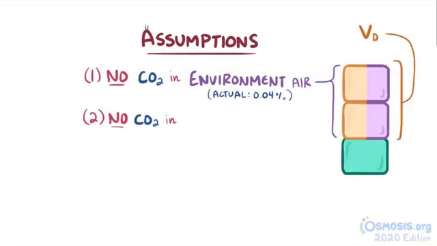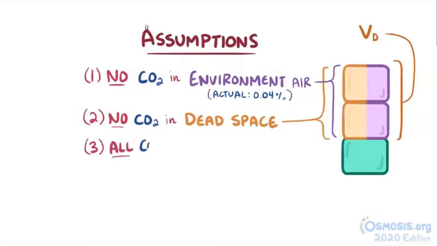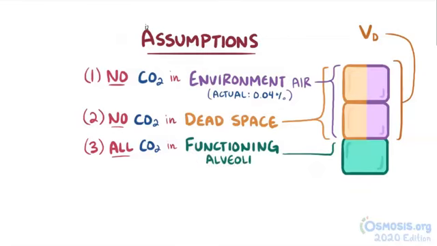Assumption number 2 is that none of the carbon dioxide was contributed from that dead space, which would again be these half orange, half purple boxes. So based on assumptions 1 and 2, the purple and orange blocks have 0 carbon dioxide. That leads to the third assumption. All the carbon dioxide in exhaled air comes only from functioning alveoli. In other words, this last green block.